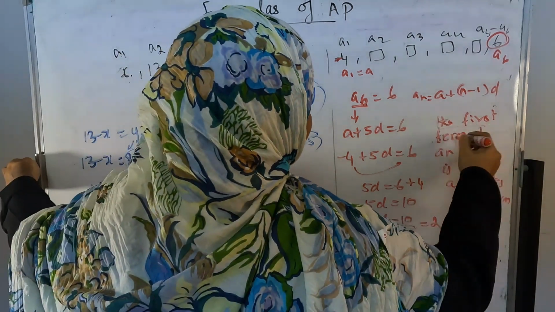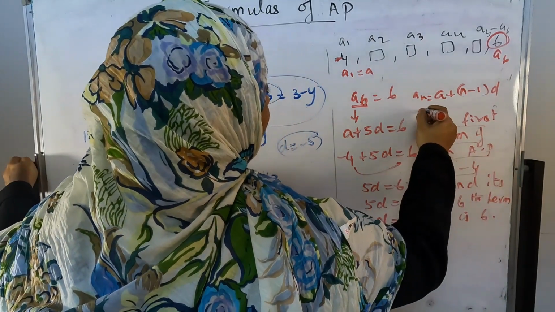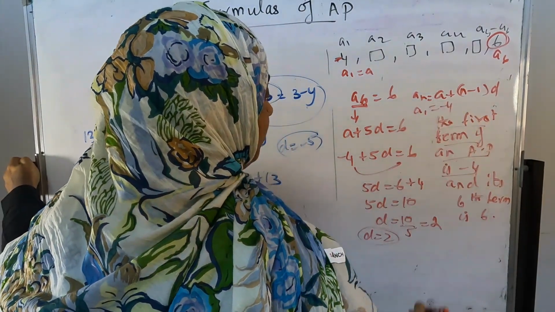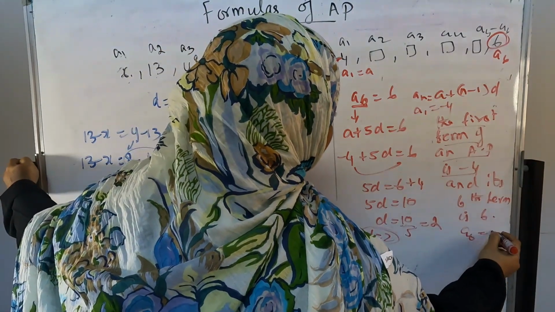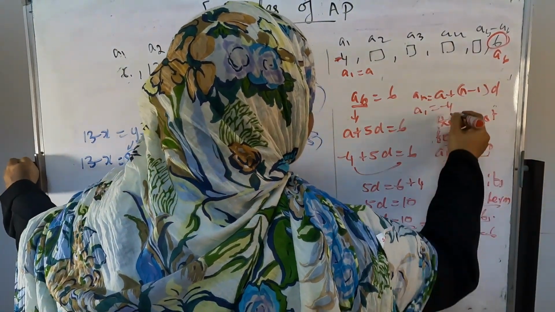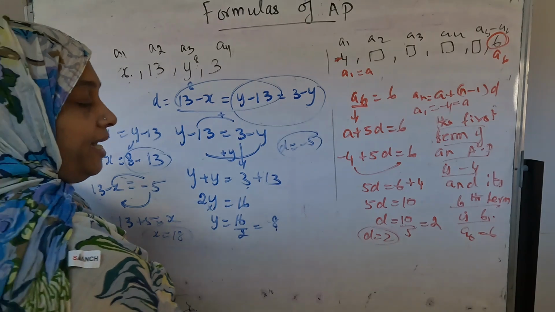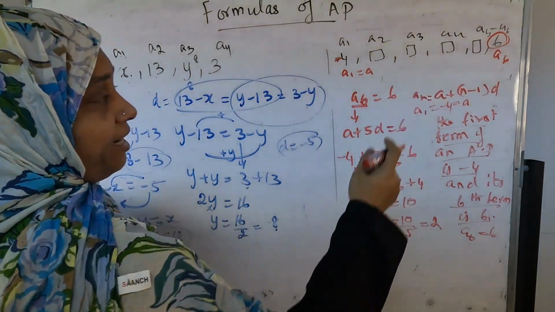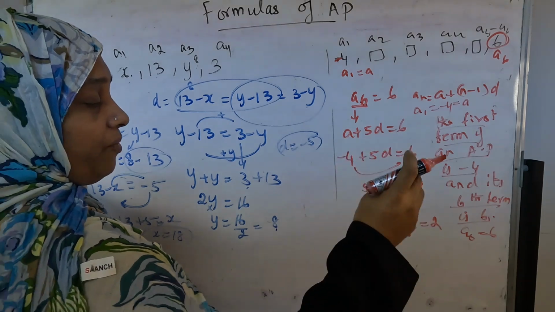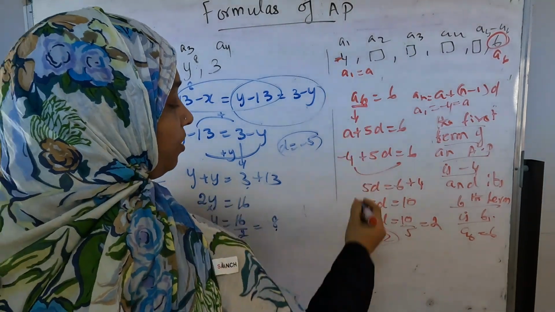So first term of an AP means what? It is A1 is minus 4 and A6 is 6. Sixth term is 6. A1 is minus 4 means A is also minus 4 only. If we get D, automatically we can find the series. First term and D only we need. So minus 4 is the first term.